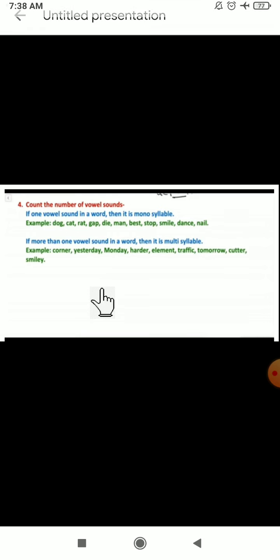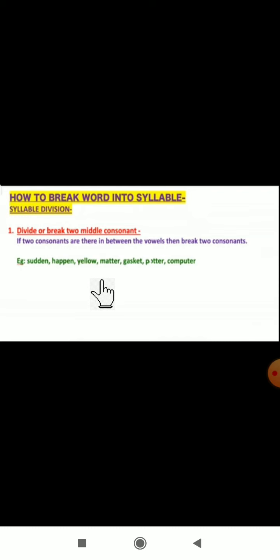Next, now you have to learn how to break words into syllables. So dear students, today we will stop here, and in the next video I will explain how to break words into syllables. Got it? There are some rules, and using those rules we have to learn to break the words. Got it? Whatever examples are there, after watching this video, try to count them.